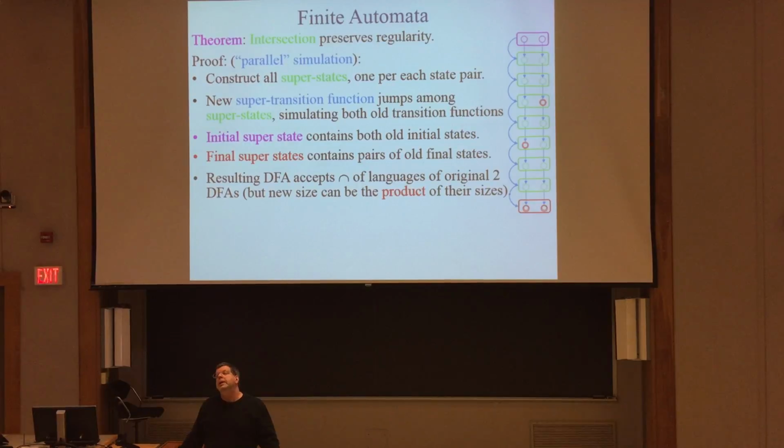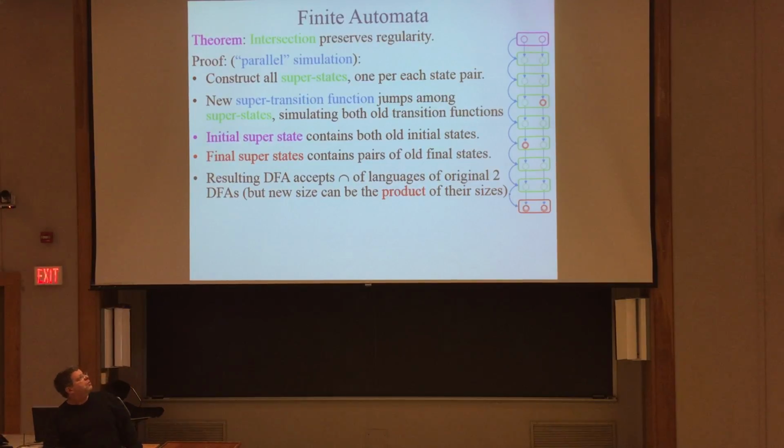That can happen. And if these machines have dead states, unreachable states, then in this cross product pattern, they'll also be dead and unreachable. You don't have to worry about them. There'll be a lot less than x times y states. But x times y is the possible maximum.